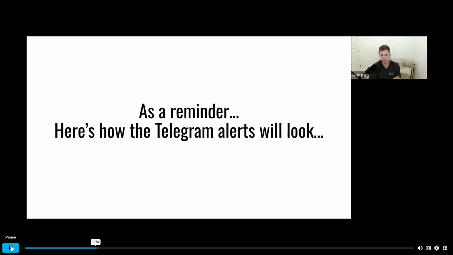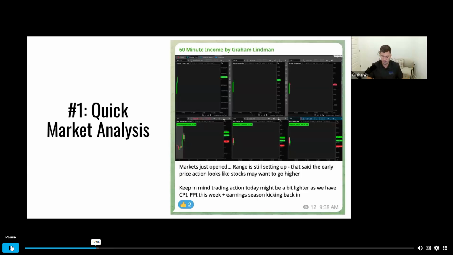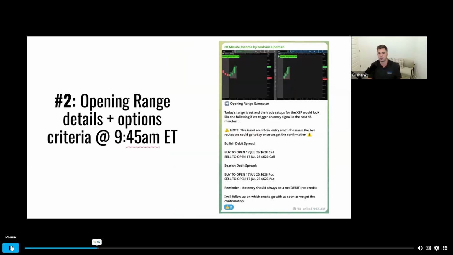So as a reminder, really quick walkthrough of the Telegram. Here's how Telegram works. This is kind of optional, but first thing is, when the market's open, I may do a little analysis, or I may just send early in the morning what news we have that day. Just any nuggets that I see out there that may be helpful for your trade.